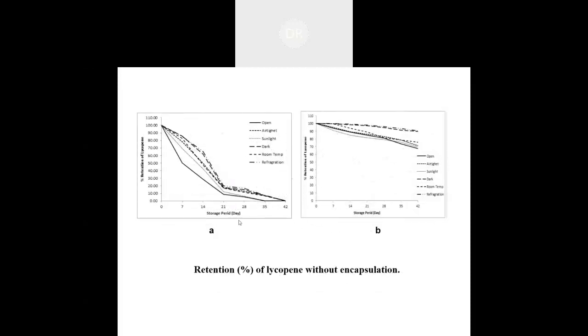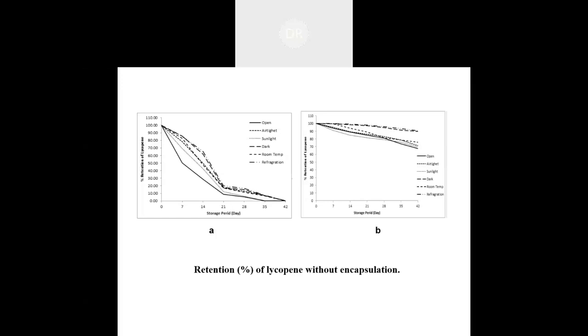Next, when we see the lycopene retention during storage, the first graph shows the lycopene retention in unencapsulated lycopene. It drops down after 21 days, meaning the retention will be very low after 21 days. We have used five different conditions for the storage.